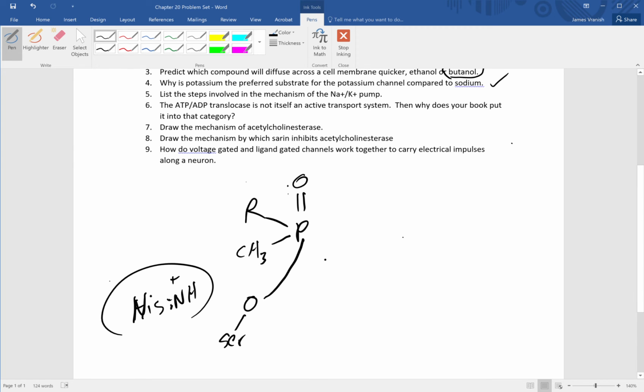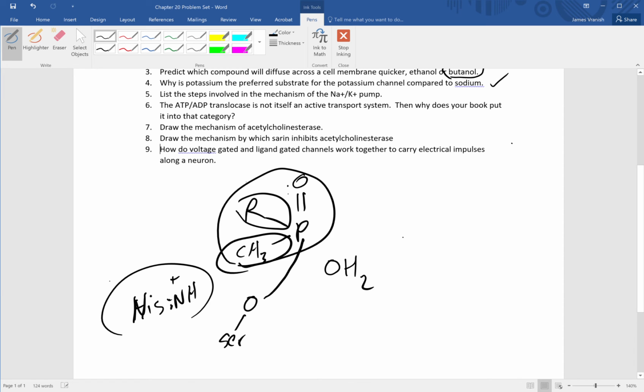At this point, there's not enough room for water to come in here and cleave this portion of the molecule off. This is permanently attached now to the enzyme because it has these two big bulky groups on it that are blocking water from being able to enter the active site. So this is now a dead-end inhibitor of acetylcholinesterase.